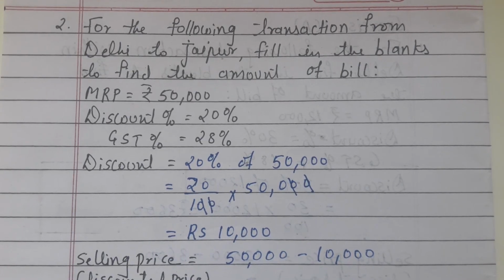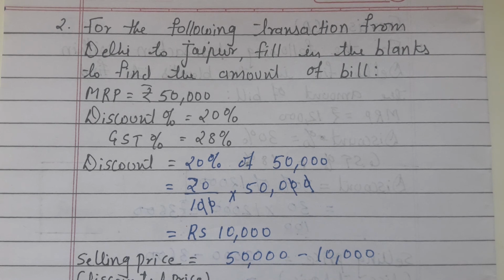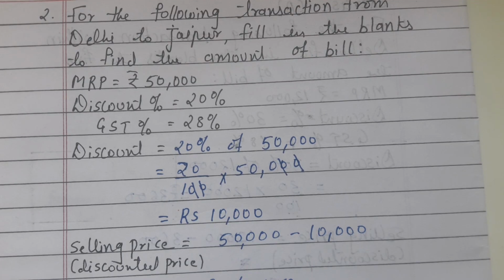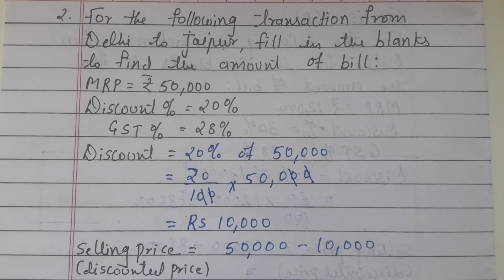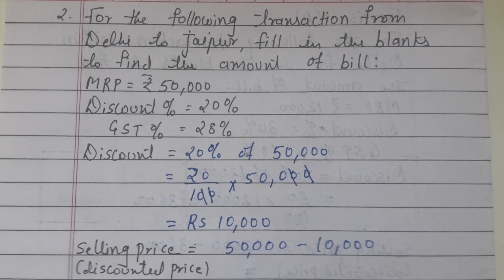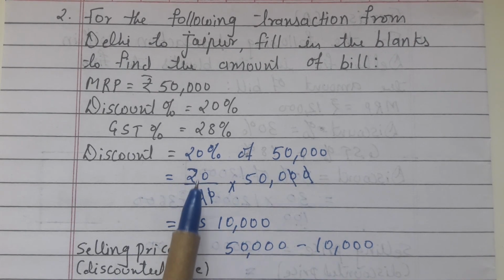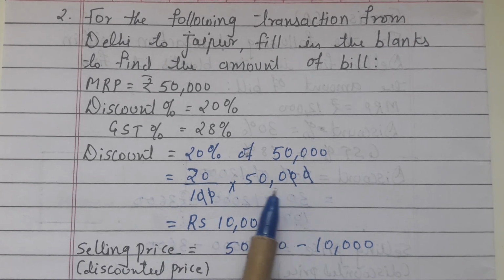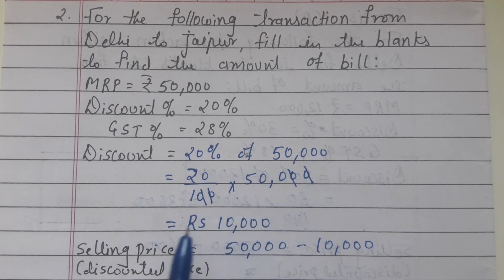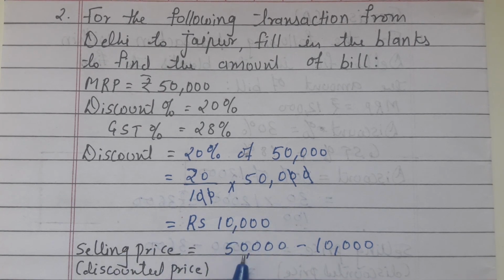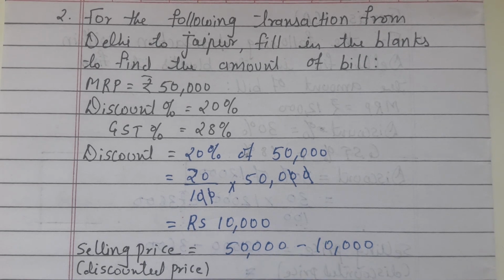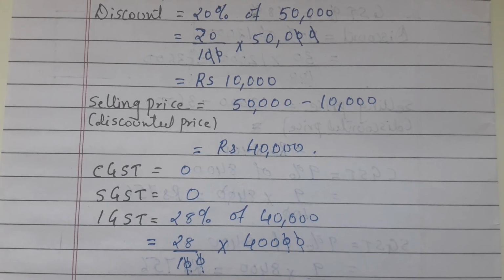Second sum. For the following transaction from Delhi to Jaipur, fill in the blanks to find the amount of bill. MRP rupees 50,000, discount 20%, GST 28%. Therefore, discount is 20% of MRP, that is 20 upon 100 into 50,000, which is 10,000. Therefore, selling price will be 50,000 minus 10,000, that is 40,000.